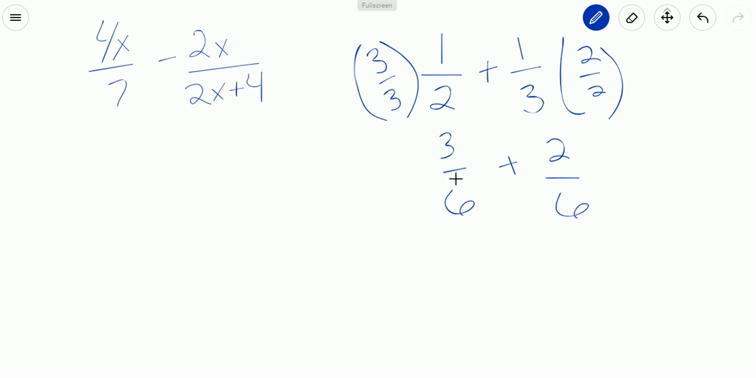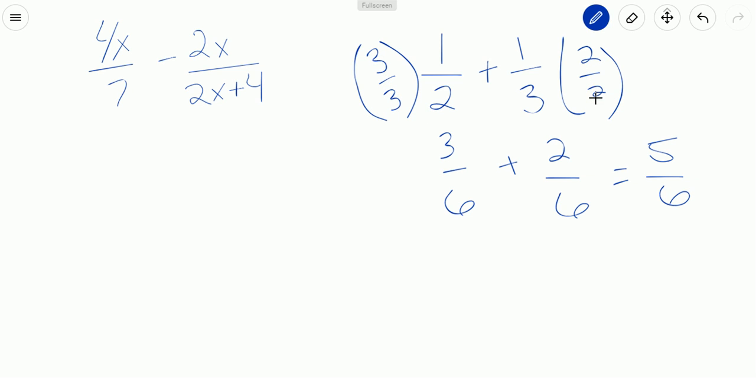Then we could just add them right across and be left with a fraction that has a 6 on the bottom. So that would just equal 5/6. That would be our answer there. And the reason that we do that is because when you have a fraction that's the same on the top and the same on the bottom, it's just 1. So 3/3 is 1, and 2/2 is 1.